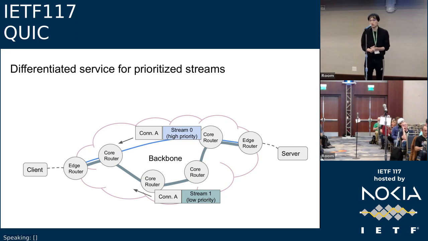Here you have two streams. Stream 0 is a high priority stream, which carries interactive traffic or command or signaling, so you want stream 0 to go through the premium path. Stream 1 is not that latency sensitive, so it's better for it to go through the regular path to reduce cost. Next slide, please.